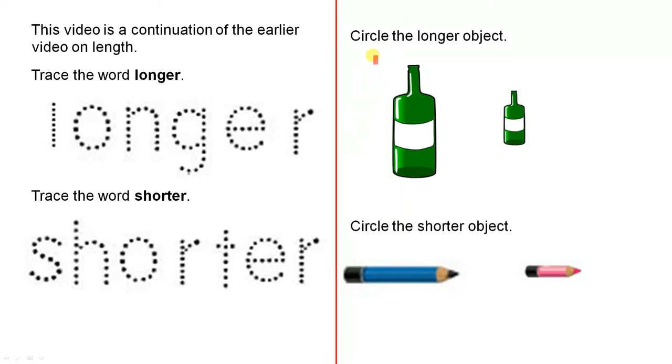Here's an example. Circle the longer object. And let's hope the students will circle this one. Circle the shorter object. You would guide students through that exercise and give them many more opportunities similar to this one.